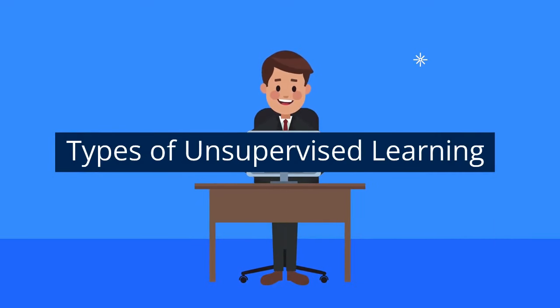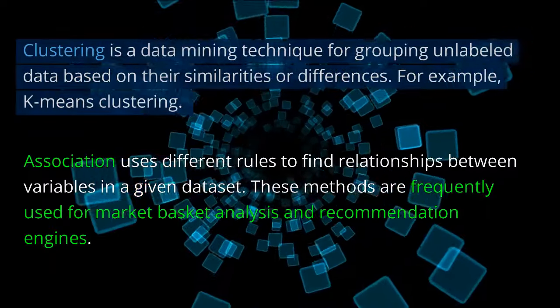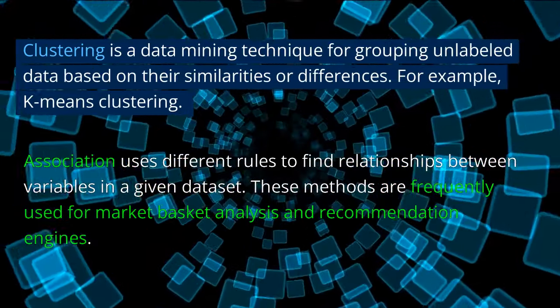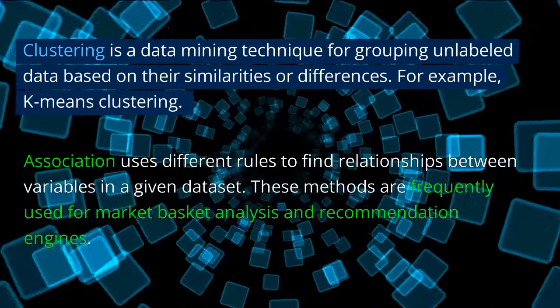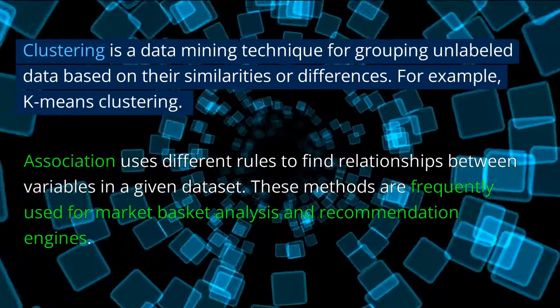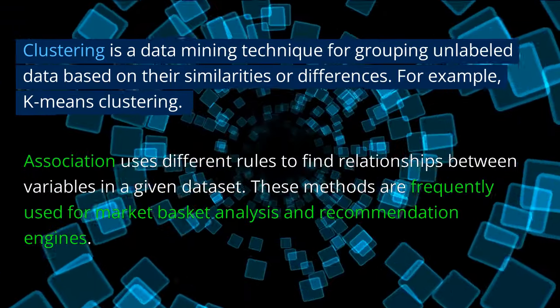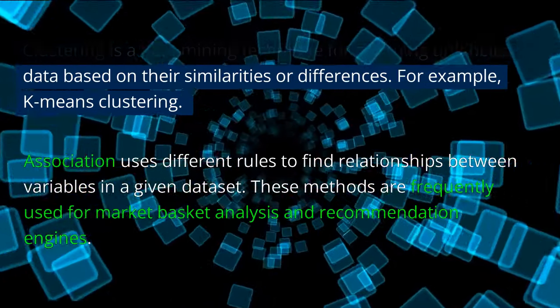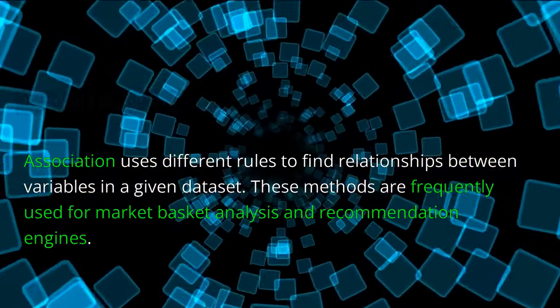Unsupervised learning models are used for three main tasks: clustering, association, and dimensionality reduction. Clustering is a data mining technique that is used for grouping unlabeled data based on their similarities or differences. For example, k-means clustering. Association uses different rules to find relationship between variables in a given dataset. These methods are frequently used for market basket analysis and recommendation engines.